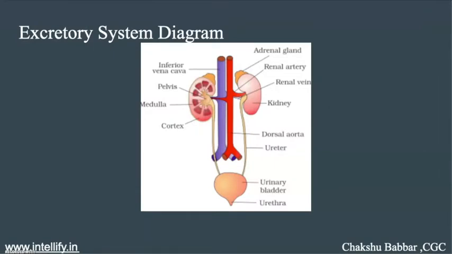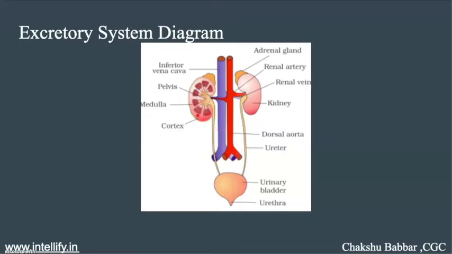This is the diagram of the excretory system. It consists of kidneys, ureter, urinary bladder, urethra, and some veins and arteries. This is the inferior vena cava, which contains deoxygenated blood. This is the renal artery, which contains oxygenated blood. This is the dorsal aorta. It also contains oxygenated blood.